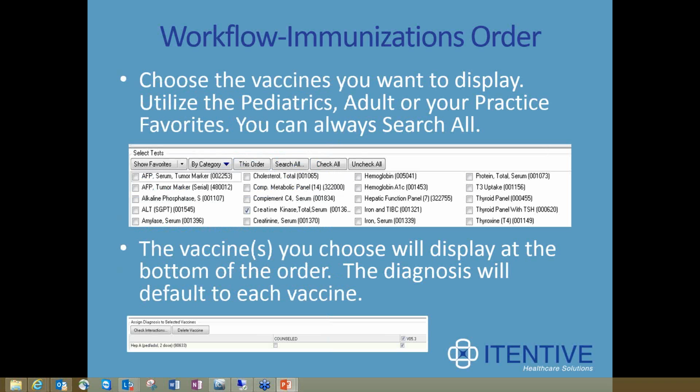Once you're in the actual Orders module, you can choose the vaccine you want to display. You can utilize the pediatrics or the adult, or we talked about the practice favorites that you can create. So you have your show favorites. You can look at them by category, and then you can always do a search all if you want to see all immunizations that you have in the system with a lot. The vaccine you choose will then display at the bottom of the order, and the diagnosis will default to each of the vaccines.